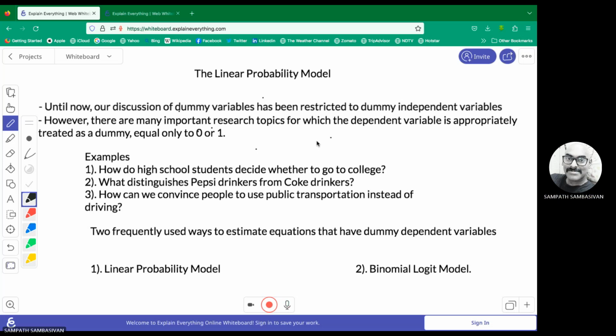Hello, everyone. So we are continuing our discussions with dummy variables. In the last few recordings which I have circulated, I did explain what dummy variables are all about and how we go about making sense of the coefficients of a dummy variable, right?